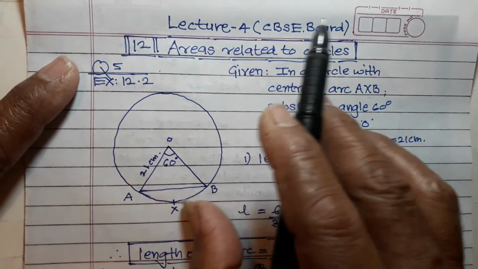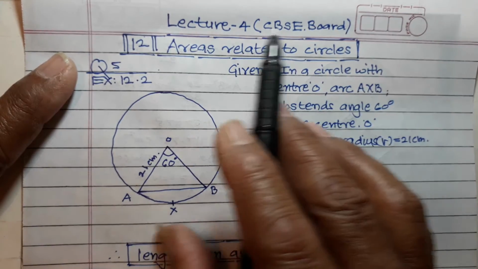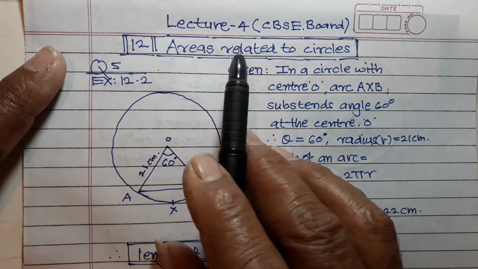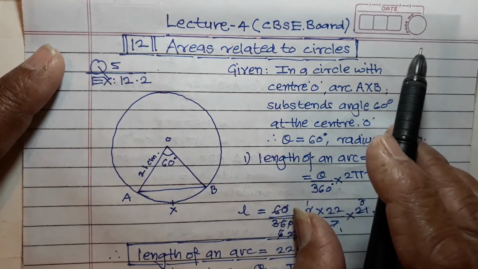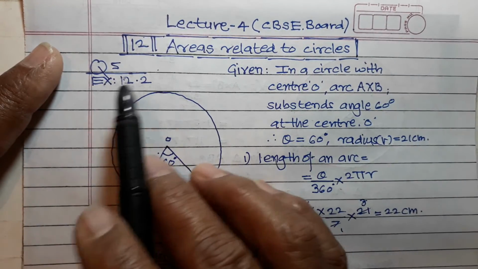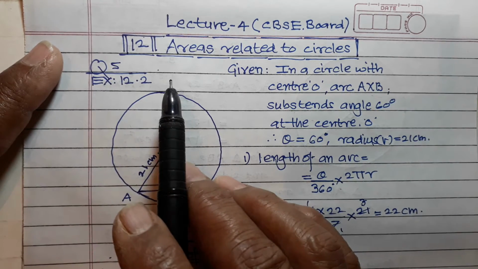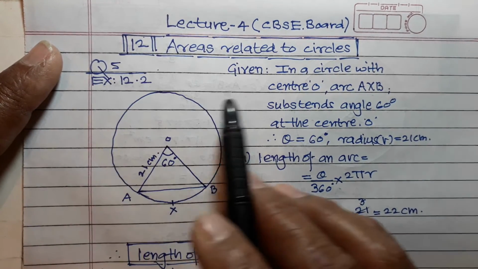Hello, my dear students. Lecture number 4 for CBSE Board. Chapter number 12, Areas Related to Circles. In this lecture, I am going to explain some examples from Exercise 12.2, question number 5.